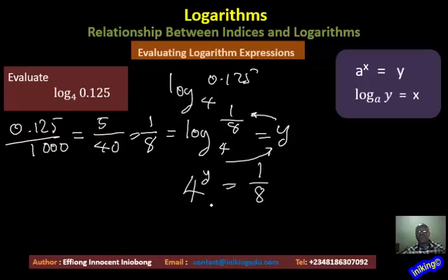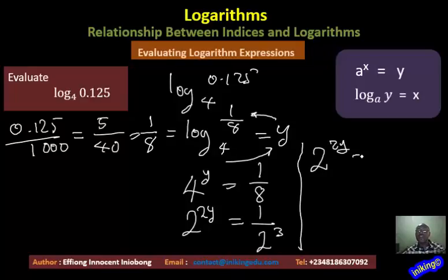Now we have it in exponential form. How do I solve? 4 and 8. The best number I can use there is 2. I turn this to 2 raised to the power 2, all raised to the power y will give me 2y. And this is 1 all over 8, which will be 2 raised to the power 3. Now write this out. 2 raised to the power 2y is equal to 2 raised to the power minus 3. Yes, negative index. So now we have 2y is equal to minus 3.